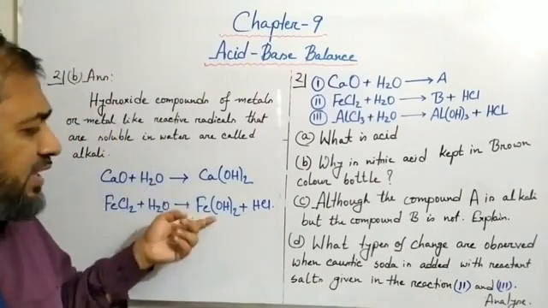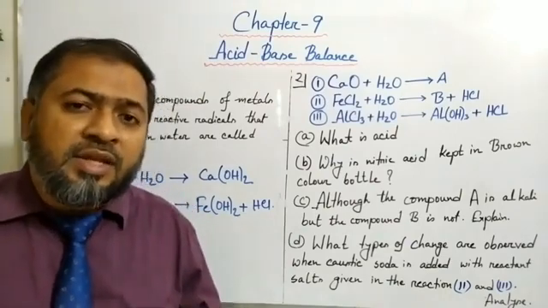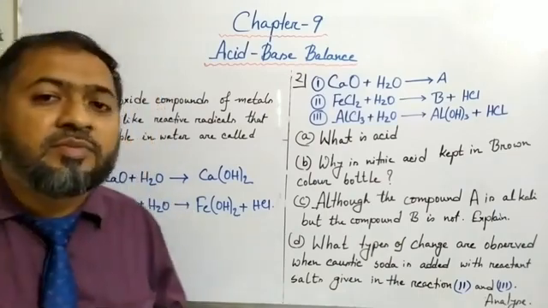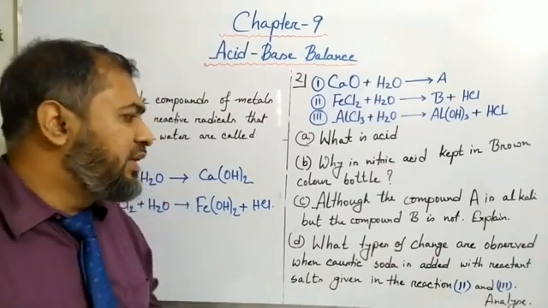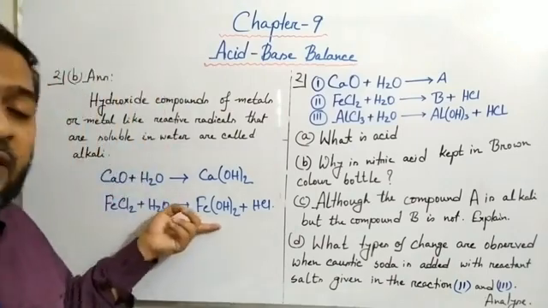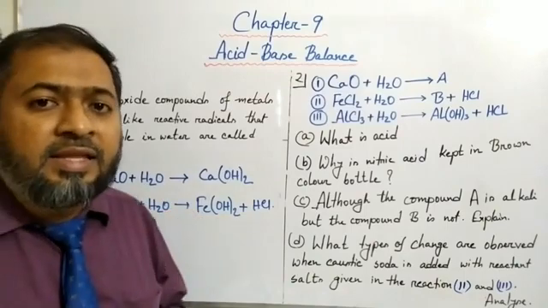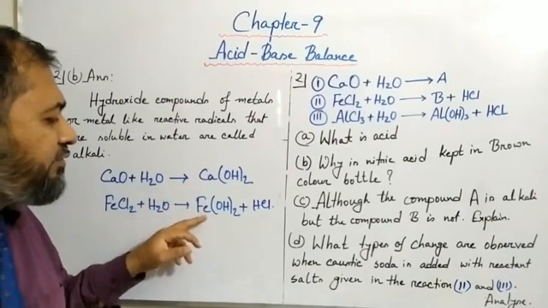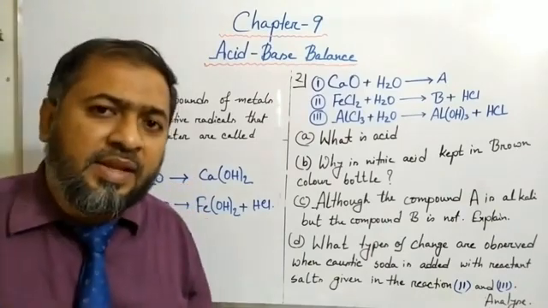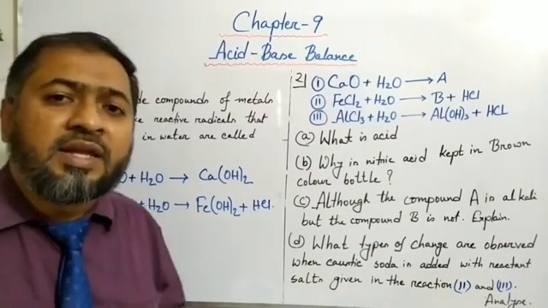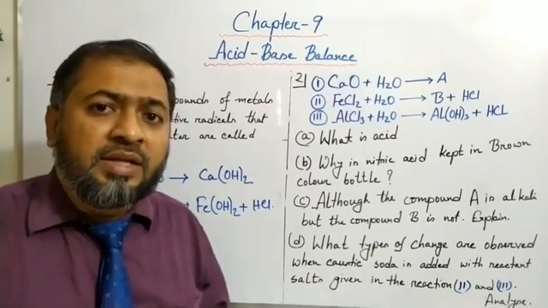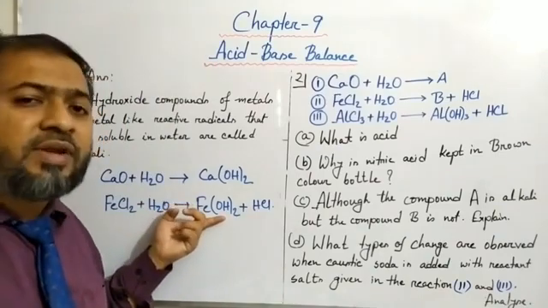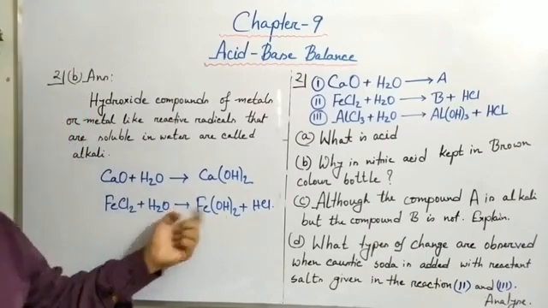This ferrous hydroxide produces a greenish precipitation in the solution. That's why we cannot accommodate ferrous hydroxide in the alkali family. I repeat once again, between calcium hydroxide and ferrous hydroxide everything is similar, but ferrous hydroxide does not dissolve in water. Due to not dissolving in water, we cannot accommodate ferrous hydroxide in the alkali family.